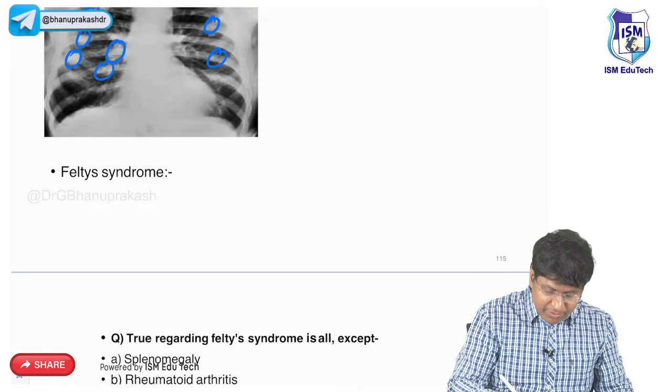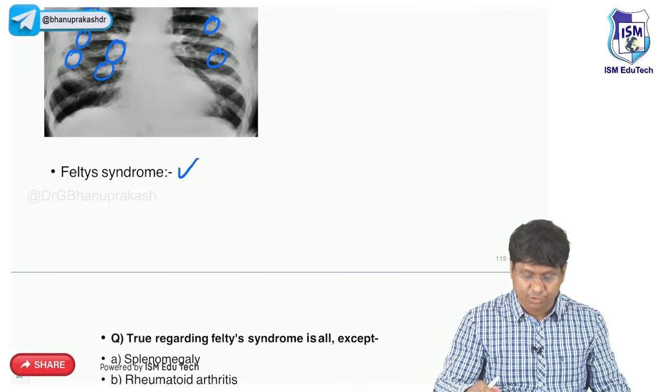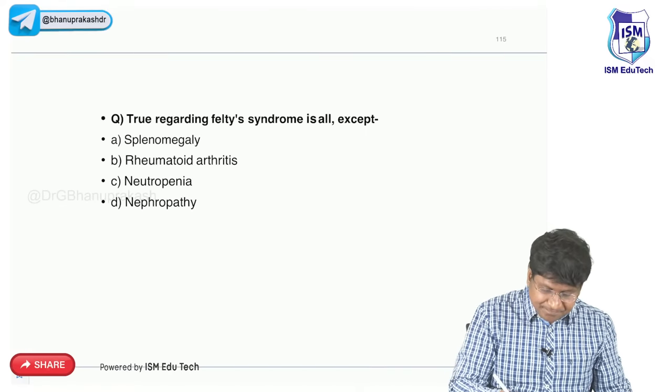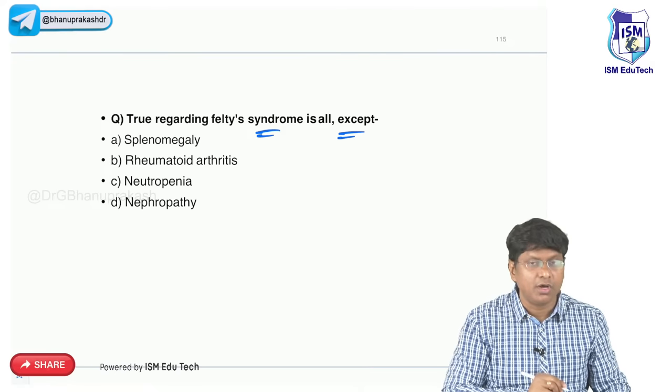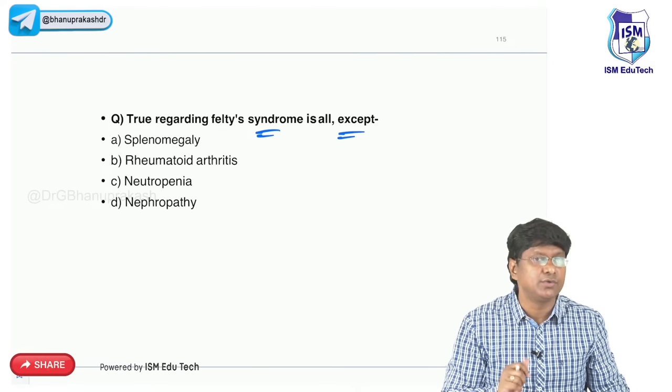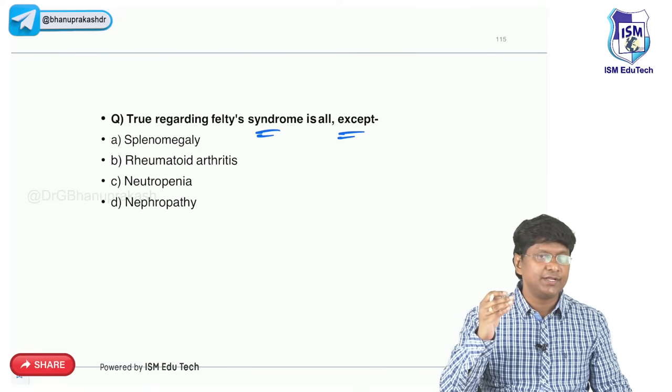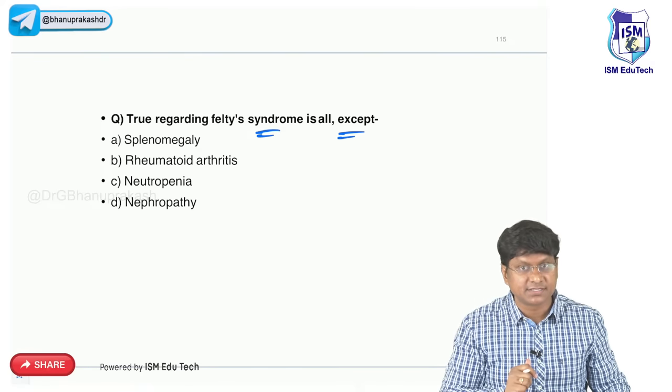One more syndrome you need to be very much aware of is called Felty syndrome. Now, you see this question. Regarding Felty syndrome, all are true except which one is not included in Felty syndrome: splenomegaly, rheumatoid arthritis, neutropenia, as well as nephropathy.